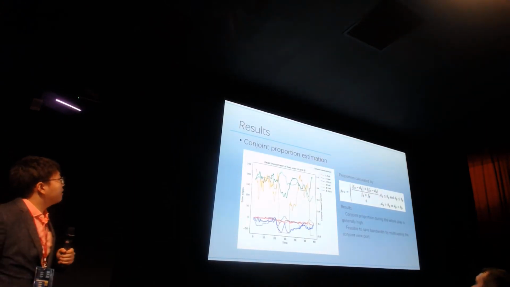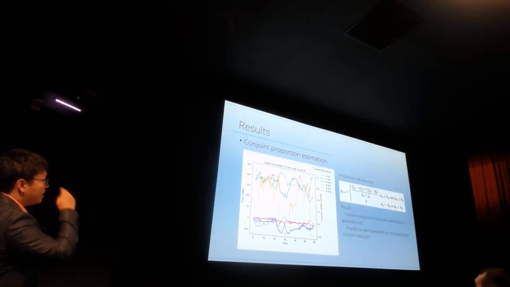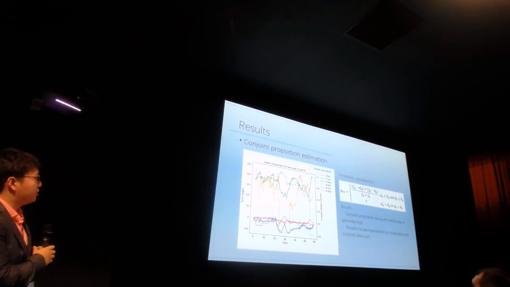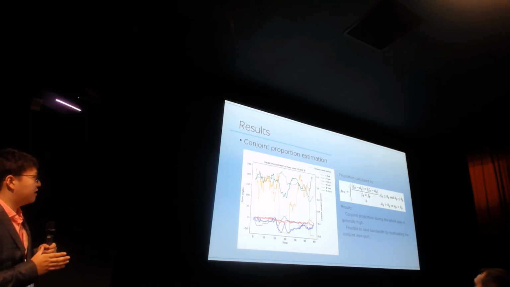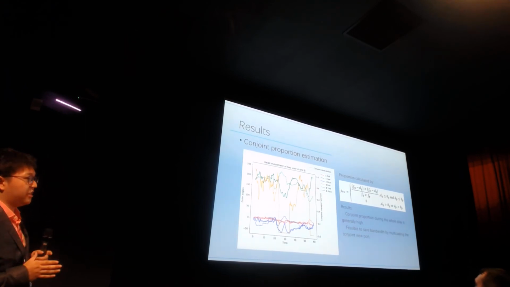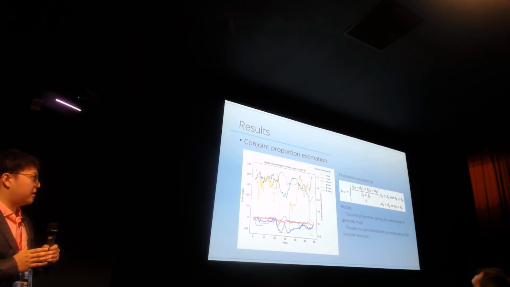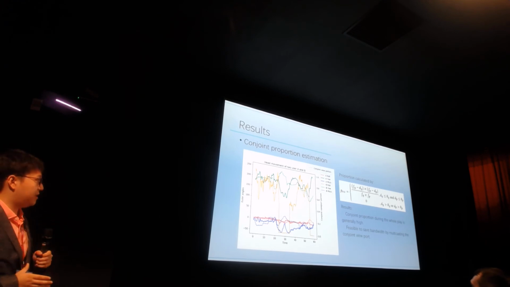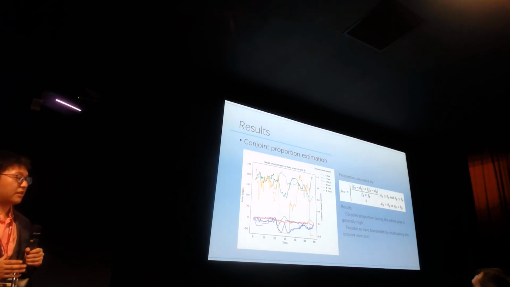And here are the results of our conjoint proportion estimation. The yellow line is the conjoint viewport proportion during the whole play. And we define the proportion as the conjoint viewport area divided by the field of view of the user. And we can see that the conjoint proportion during the whole play is generally high, which is because the users tend to have a similar region of interest. And we can conclude that it is feasible to save bandwidth by multicasting the conjoint viewport.